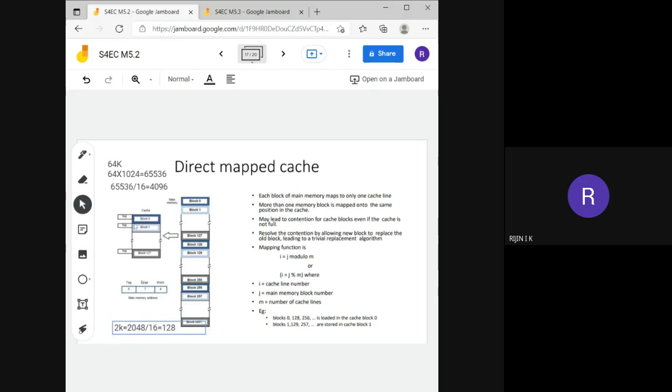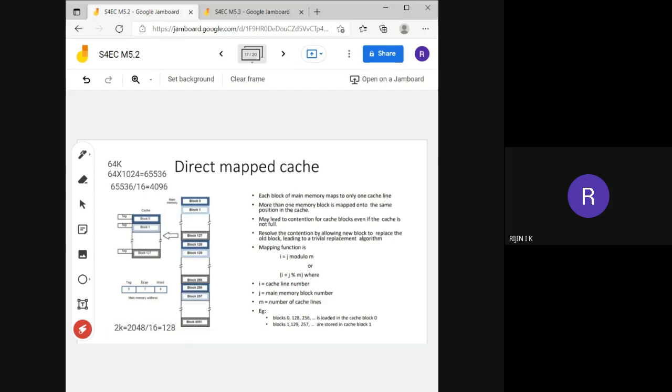In cache memory we call each block a cache line. We can call it a cache line or a block, but generally we call it a cache line. We divide the cache into a number of lines. In this example, the total number of blocks that can be accommodated in the cache memory is 128, that is from block 0 to block 127. Now we can see how the memory mapping is happening.